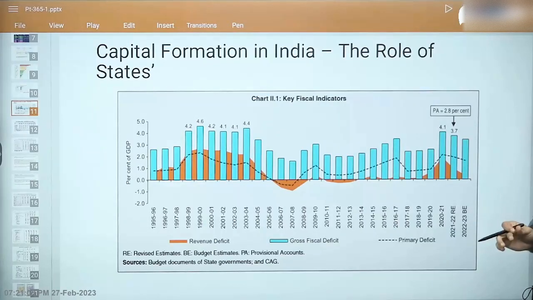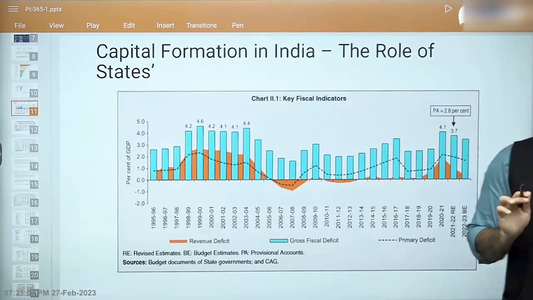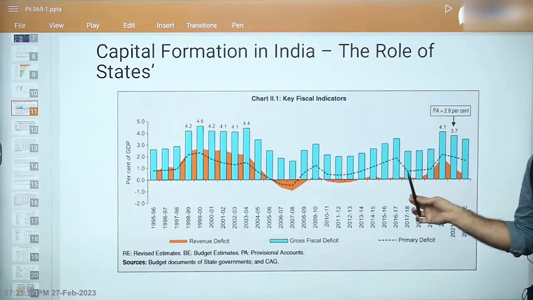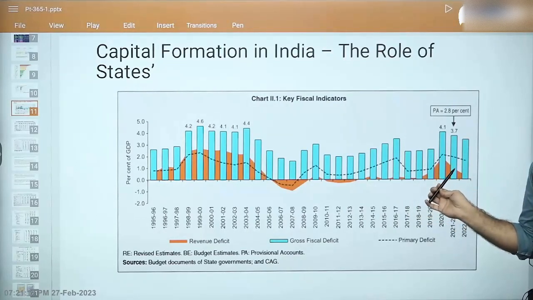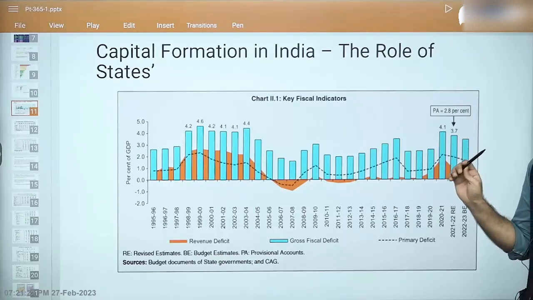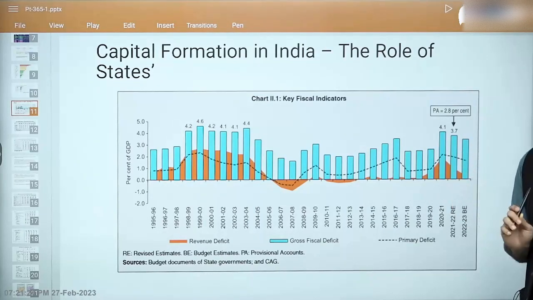Now what are the key fiscal indicators? See, for all of these graphs which I've given for state finances, the trend is important, not the information. So a question you can have is, what is the trend of the fiscal deficit of the states in the last 5 years? Whether it is increasing or decreasing. So a lot of trend-based questions can come from this report.